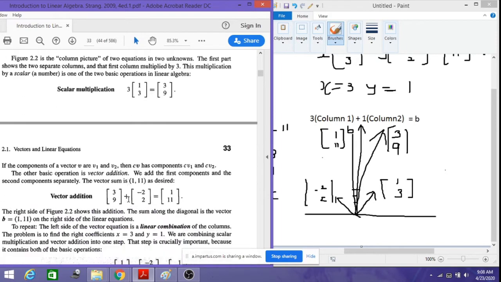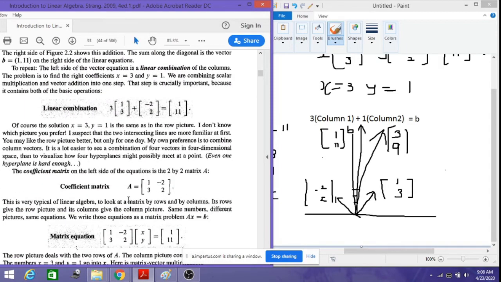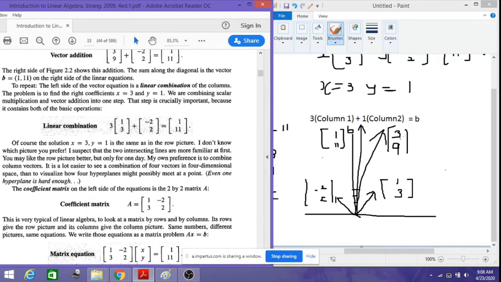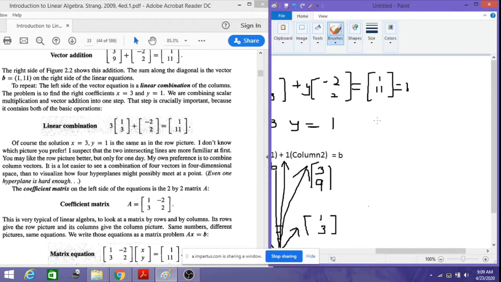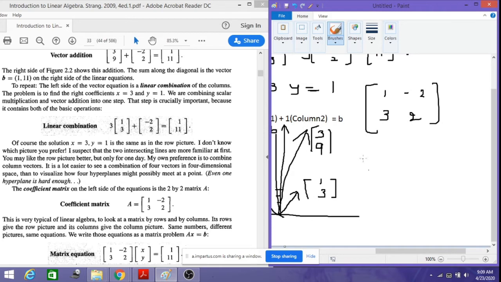So this is the column representation. Here the 3 is a scalar multiplication, and if we try to represent this in terms of a matrix, then we have 1, minus 2 and 3, 2 as our coefficients, and if you want to write it in matrix multiplication form, then we will write like this.